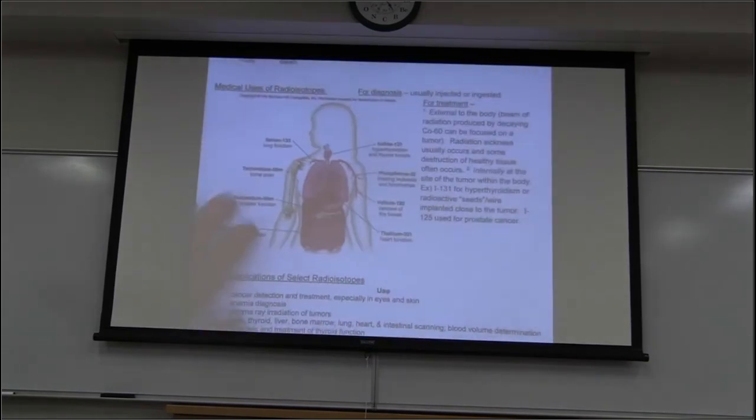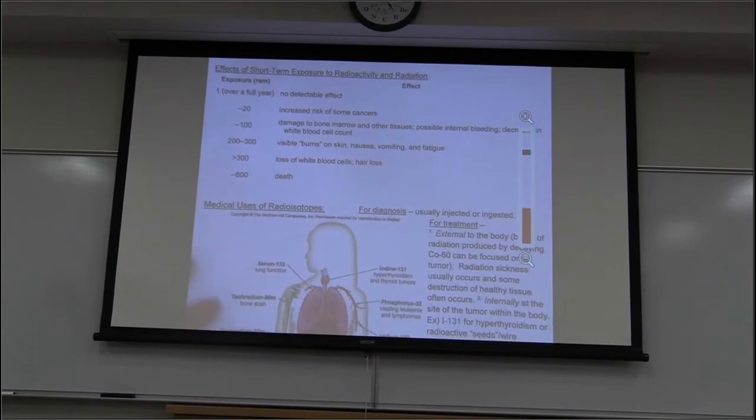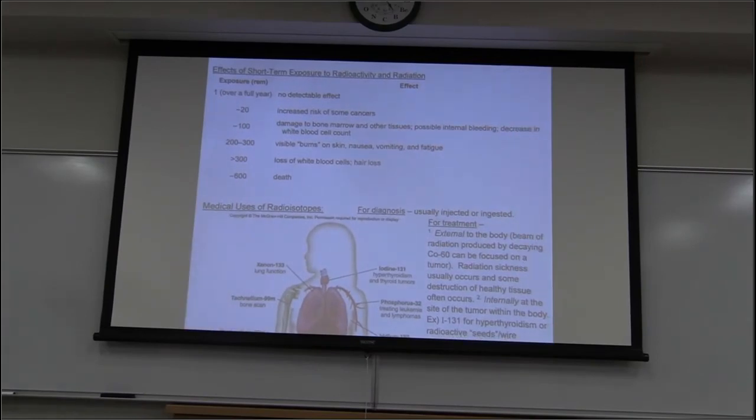So what are the effects of exposure? We're exposed, so what's going to happen to us? Well, did you notice that that was 358 millirem? Did you notice that number? Well, you can have up to an entire rem over a full year, and you're not going to have any effects. You won't know you've been exposed. No problems at all. Approximately 20 rem a year, you may have an increased risk of some cancers.